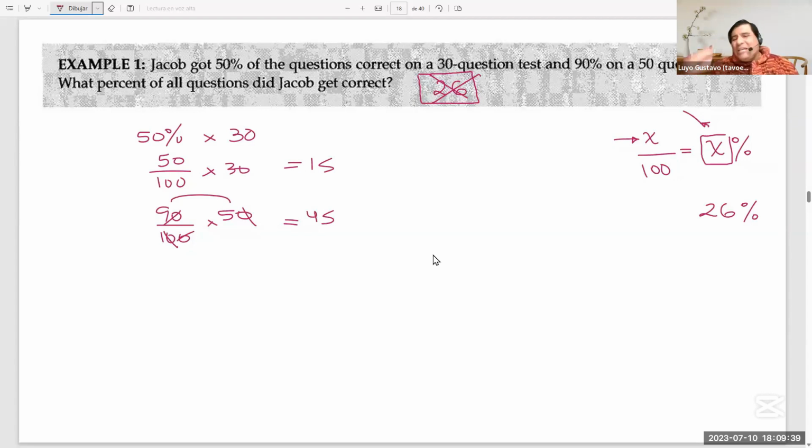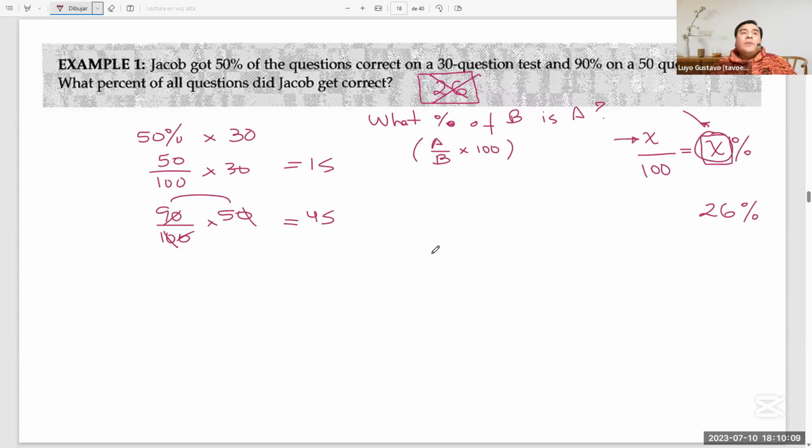So how many questions did Jacob answer in total? Because it says, what percent of all questions did Jacob get correct? Normally, when you see this question format, what percent of B is A, that is, what percent of a quantity B is quantity A, what you need to do is this calculation, A over B times 100. This expression will give you the percent you're looking for.